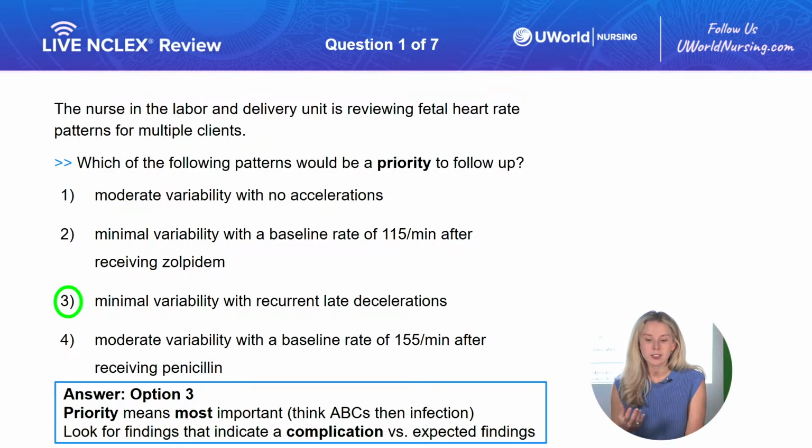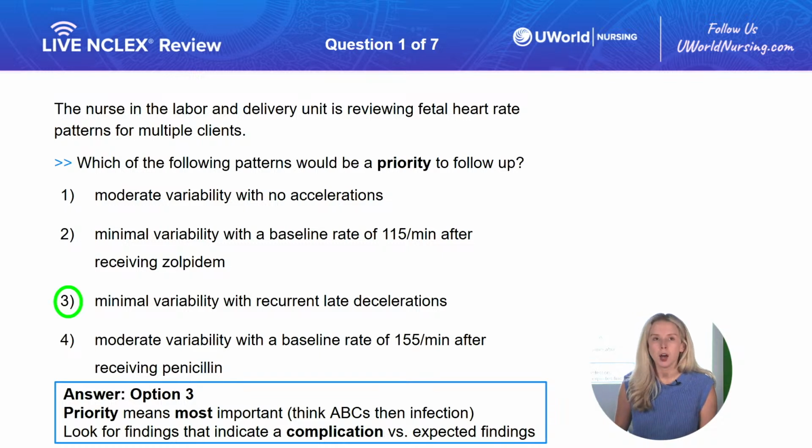So we can see this to be normal, rate again is 110 to 160. So 115 we're not concerned about. We'll keep an eye on this baby, look for it to perk back up later, but this is not going to be our priority. Option 3 was our correct answer because we're worried about this. This is our priority. Minimal variability is non-reassuring. We want to see moderate, and recurrent late decelerations are also not reassuring.